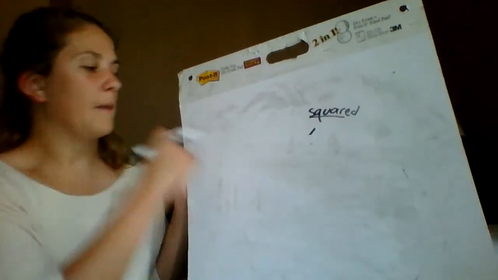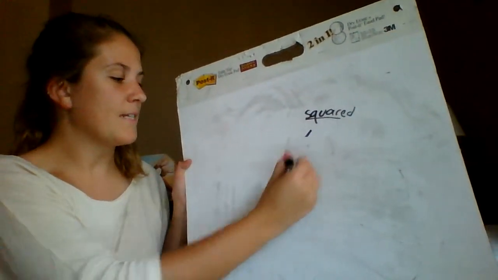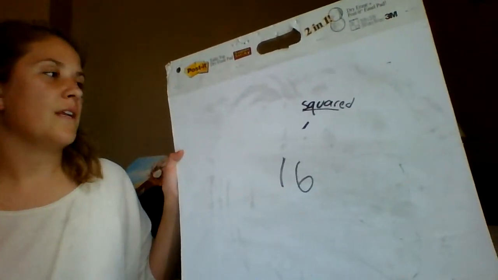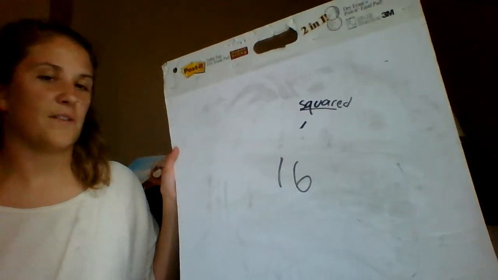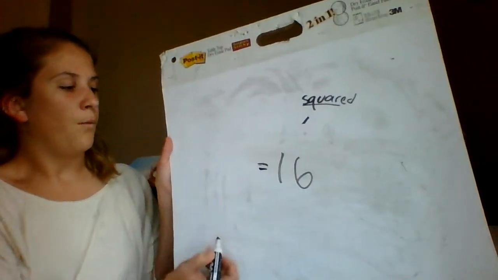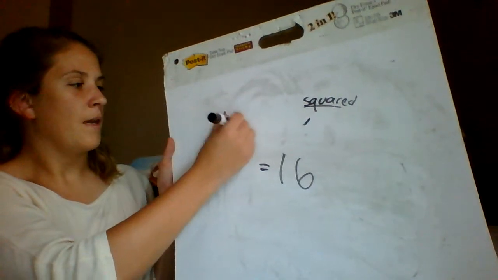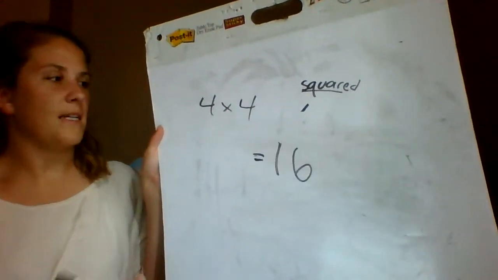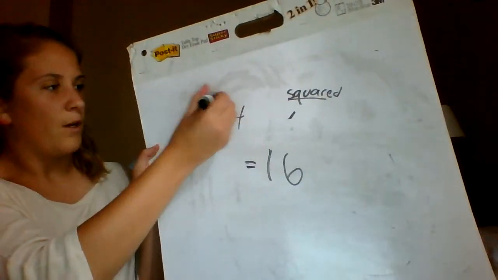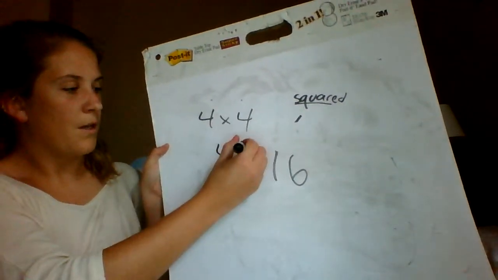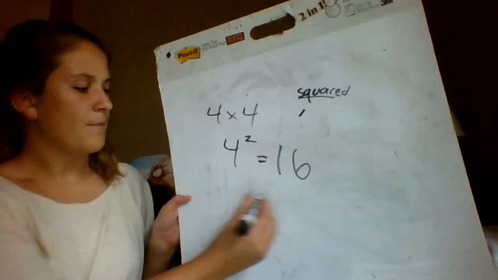Now I want to think, is 16 a perfect square? Is there a number that I can take and multiply by itself to get 16? Well, I know that 4 times 4 equals 16. And that means I have 4 squared is 16.